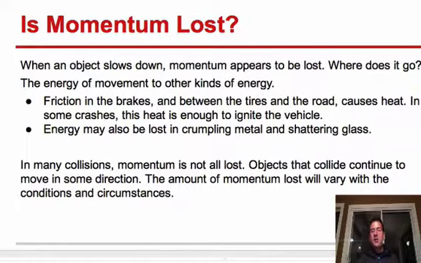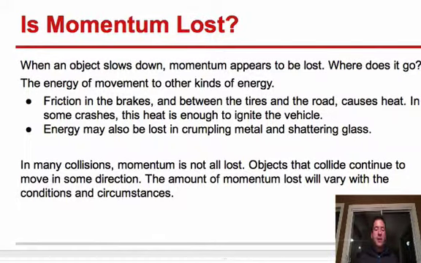So the energy may also be lost in crumpling metal or shattering glass. In order to crumple that metal, it takes a lot of force, and in order to shatter glass, it takes force, and we can lose energy in these different forms. So friction can cause a loss of energy, and energy due to crumpling or shattering glass can also be one way that we lose energy when we appear to lose momentum.